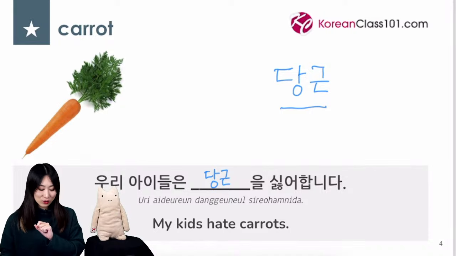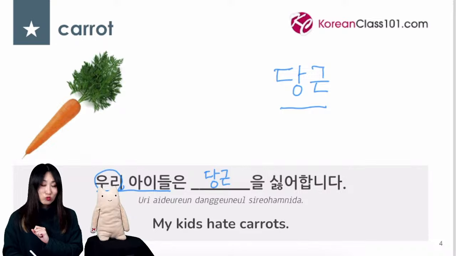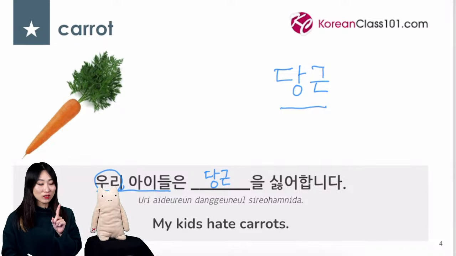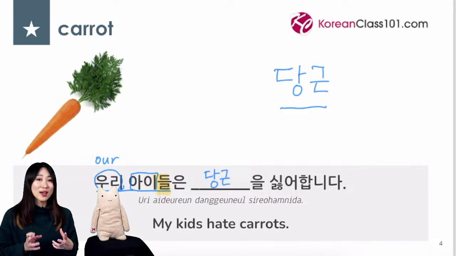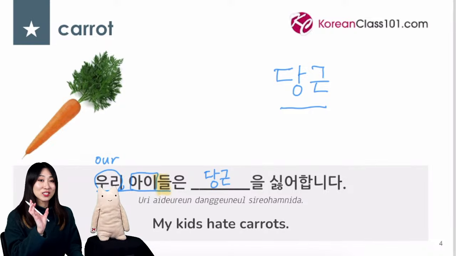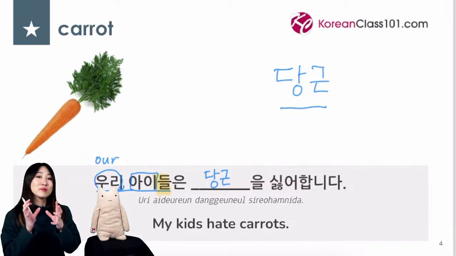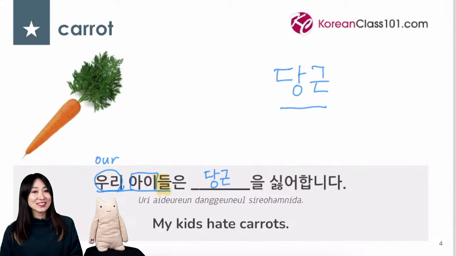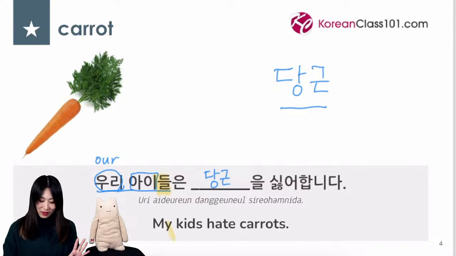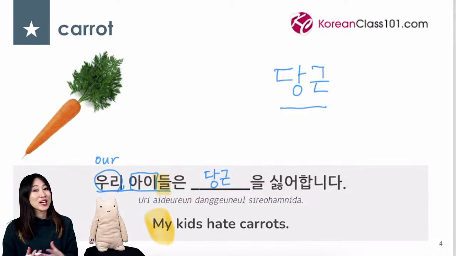Let's break down the sentence together. So, 우리 아이들. 우리, what does that mean? It literally means our. And 아이 means kid or child. And 들 is kind of like a plural word. So 아이들 means children. 들 makes the noun plural. So 우리 아이들 literally means our children, but it's more like my children, my kids.